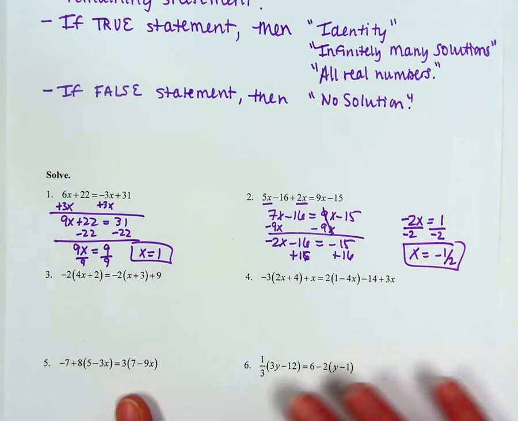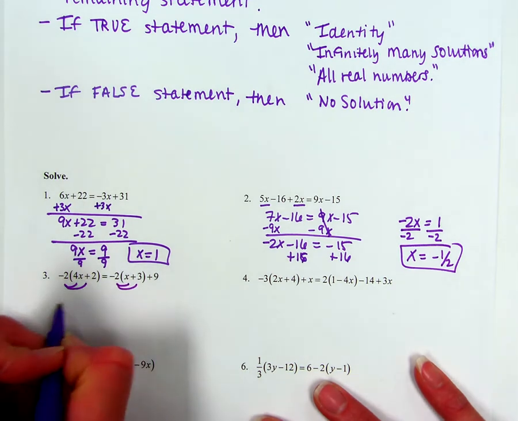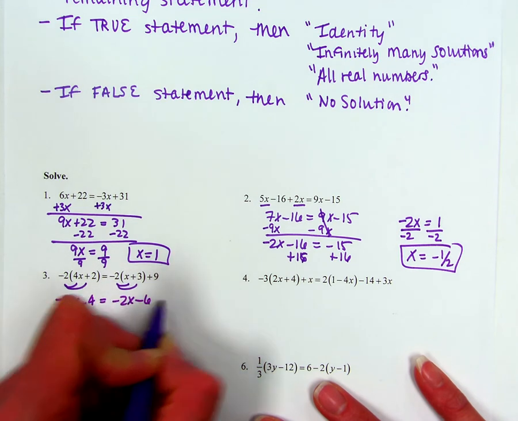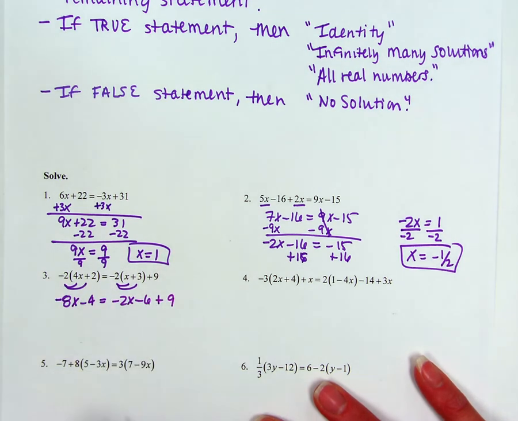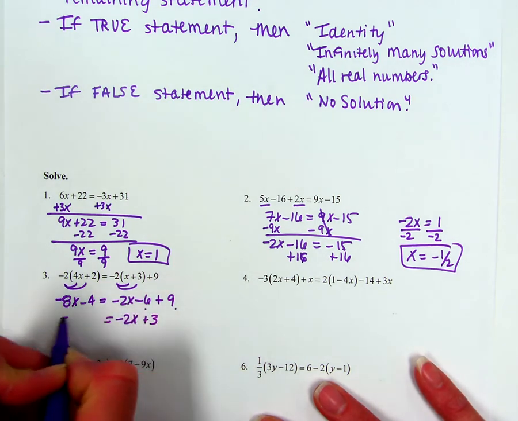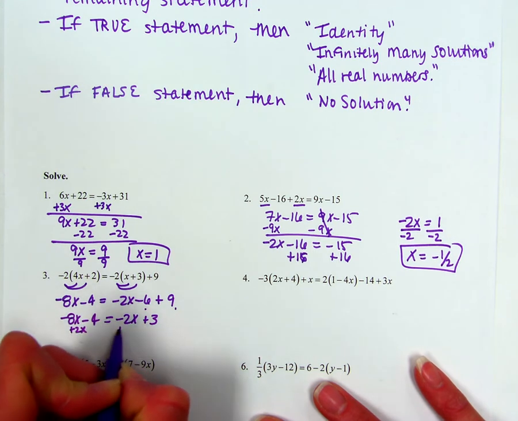All right, so we're moving along quickly because I think this stuff should be review, and we just did it yesterday as well. So if I distribute, I have negative 8x minus 4 equals negative 2x minus 6 plus 9. Now I'm going to combine my like terms, so we really have negative 2x plus 3 equals negative 8x minus 4. Then I'm going to add 2x to both sides.